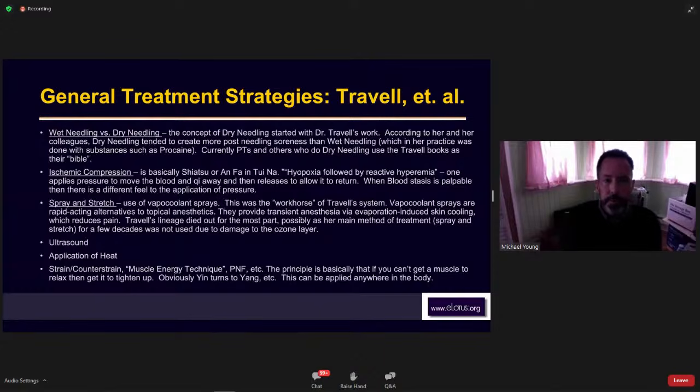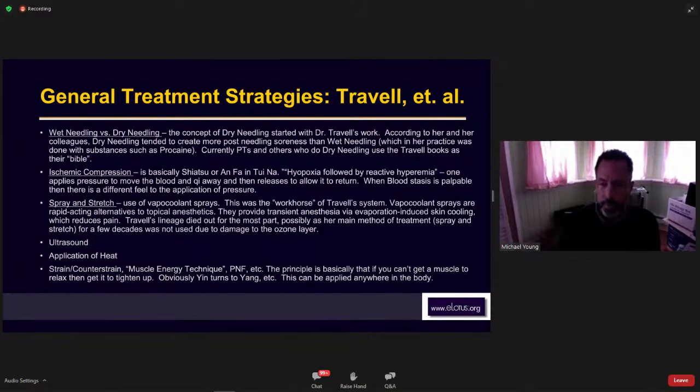So, general treatment strategies: wet needling versus dry needling. As you know, it's a very political topic, and dry needling, as far as I know, started with Dr. Travell's work. Basically, she would inject procaine into trigger points. I forgot what strength, but she used procaine.